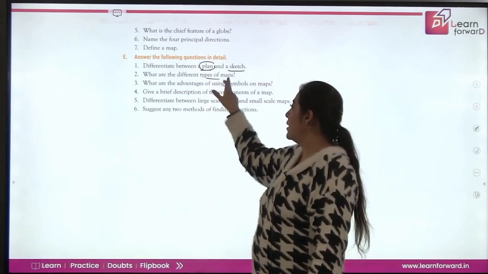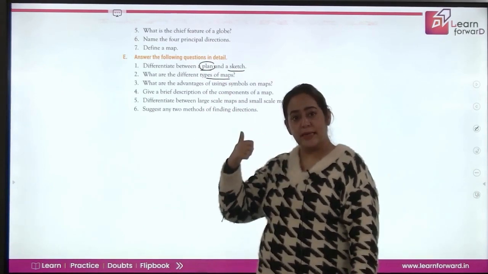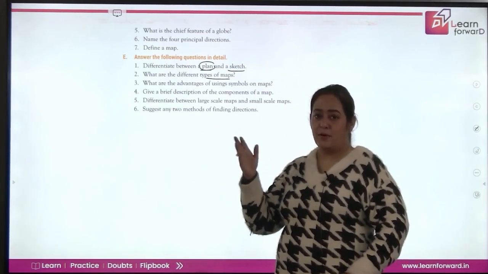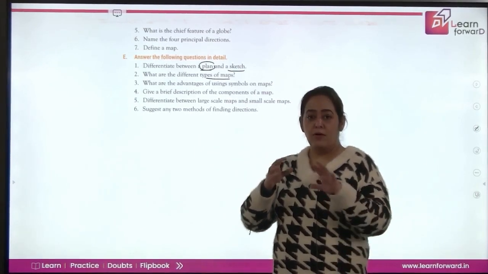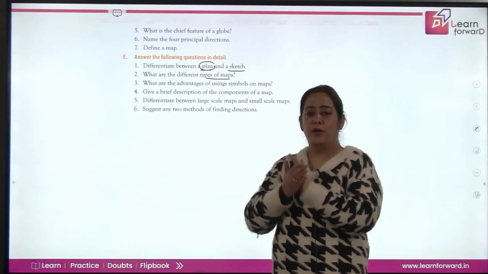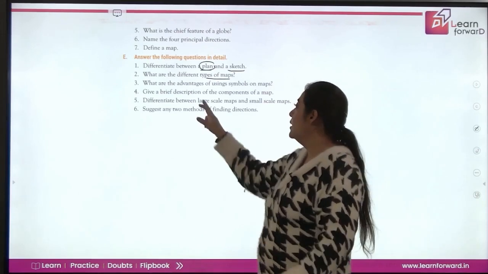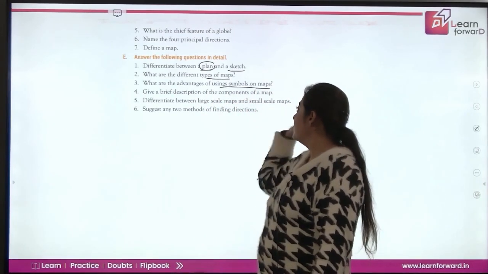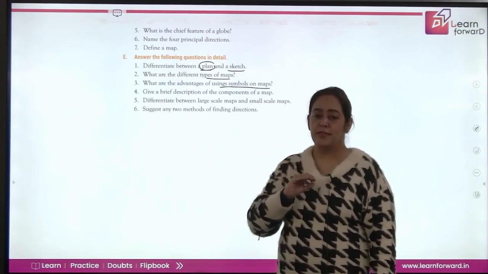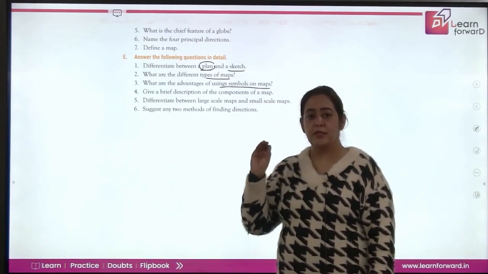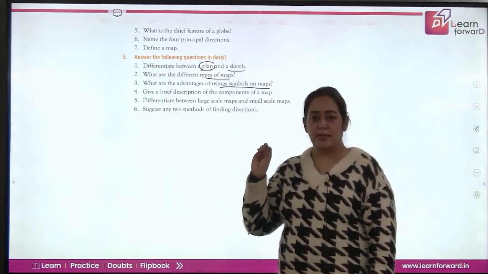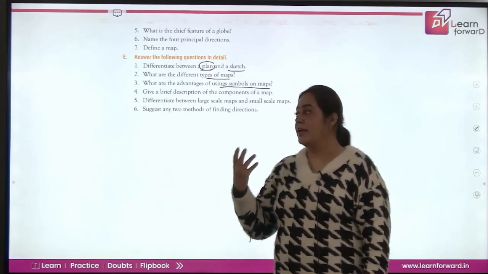What are the different types of map? We have studied different types of map as per scale and as per location. As per scale it is large scale or small scale, but as per location it is thematic map, your political map and your physical map. Advantages of using signs and symbols on a map. The advantage is that when we use the conventional signs and symbols, we are able to locate a particular place by having a fine understanding of those symbols on the map, because that's an international way of finding all those places on the maps.